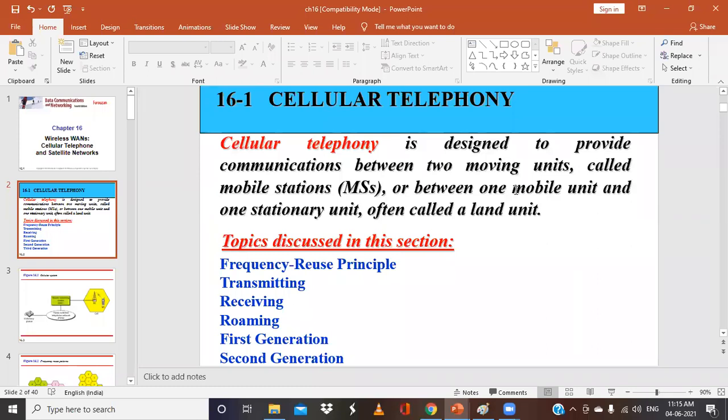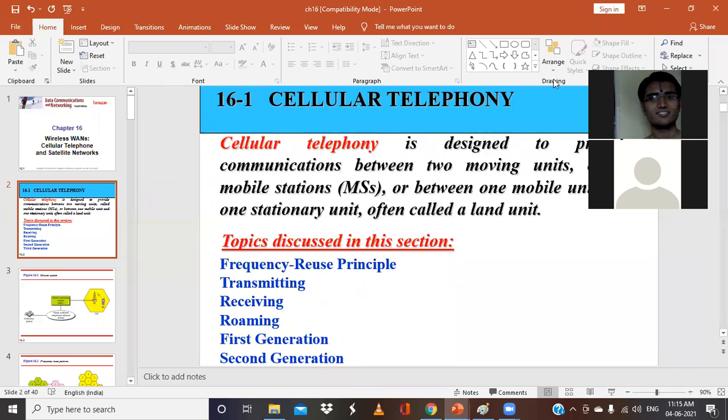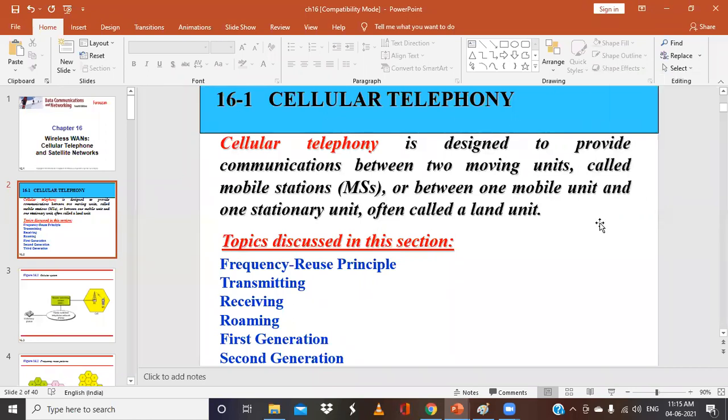You can communicate from one cell phone to another cell phone, or from one mobile phone to a regular telephone, or a stationary phone. For that purpose, we require cellular telephony. That is the basic thing about cellular telephony. How a call will be connected, how we receive the call, how the connection establishment will take place, all this we are going to study in today's class.